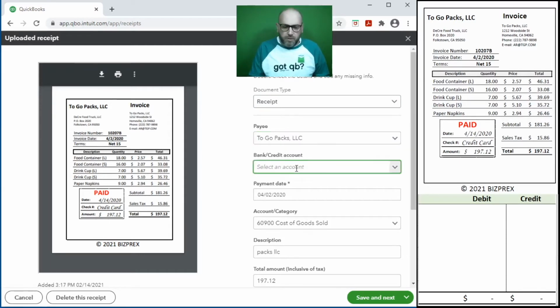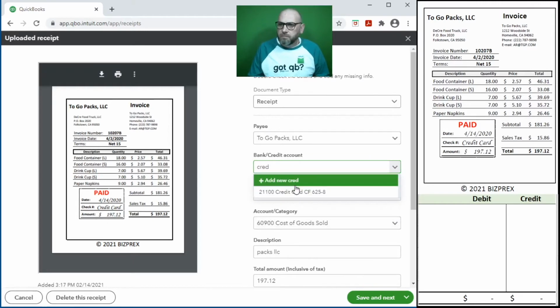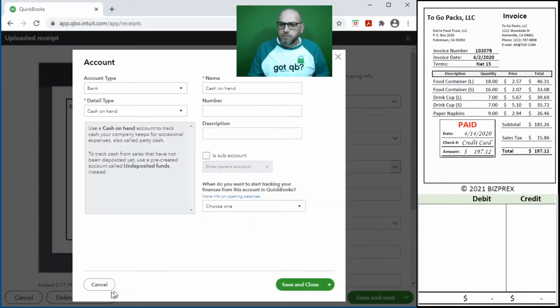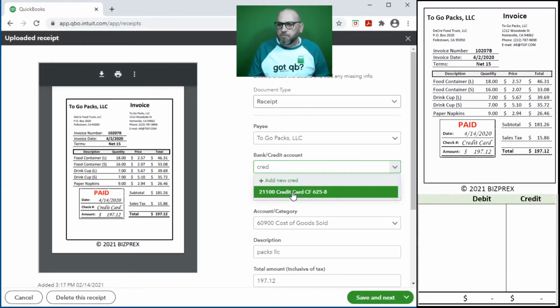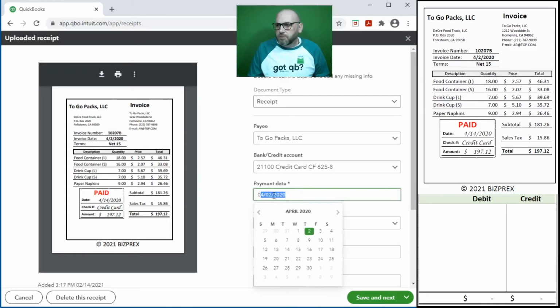All right, we're paying this one with a credit card. All right, again, see, it picked up the payment date, but it actually picked up the invoice date, which is fine. You know, again, not a big deal. We can easily correct it.